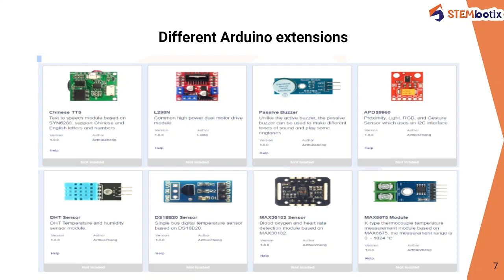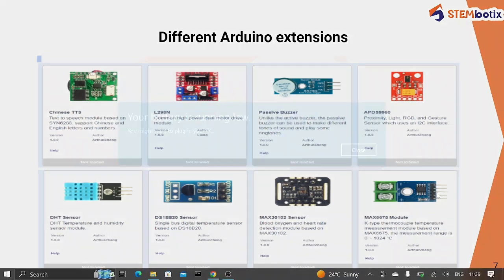Let's move forward. Next, you can see here is a passive buzzer. Unlike the active buzzer, the passive buzzer can be used to make different tones of sound and play some ringtones. By adding this extension of a passive buzzer, we have all the libraries and all the pin configuration with our Blockzie software. Yes, it will attach to our Blockzie software, and we can specifically use this extension to run our passive buzzer.